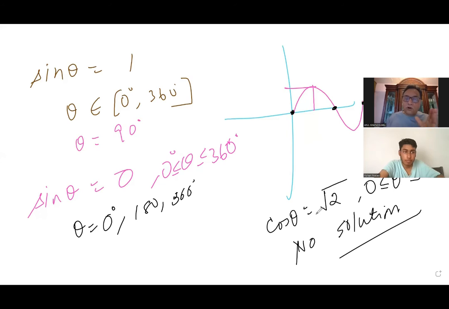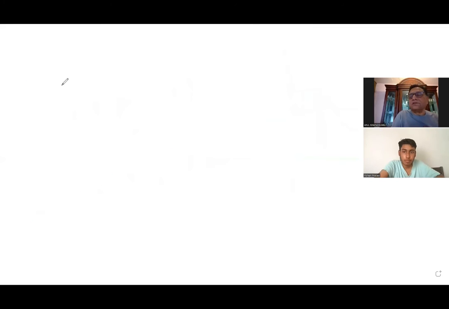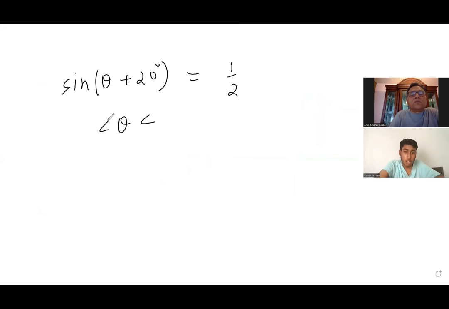So we could solve equations like this to find the value of trigonometric ratios within a given interval, right? Sometimes I may give you a question which is something like this. Sine of theta plus 20 degrees is equal to half. Now, we are given that theta is between 0 degrees to 360 degrees. Find the solution of this, tell me.